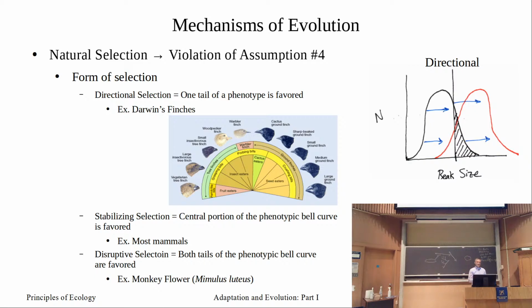All right, the big beaks don't work, so we've got movement back. All right, so this is directional selection. One tail of our phenotype.